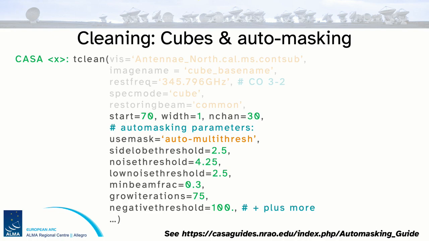Finally, I have also set the negative threshold here to a very high value because this dataset has prominent negative bowls due to missing short spacings, and we do not want tclean to mask these regions. If you have real absorption features in your data though, you will set this to a lower value.